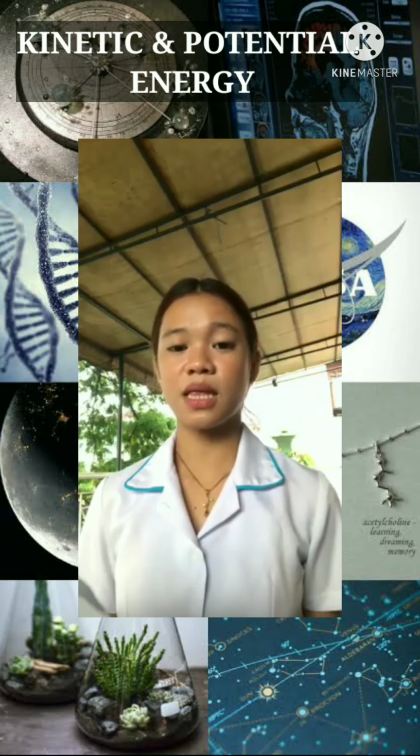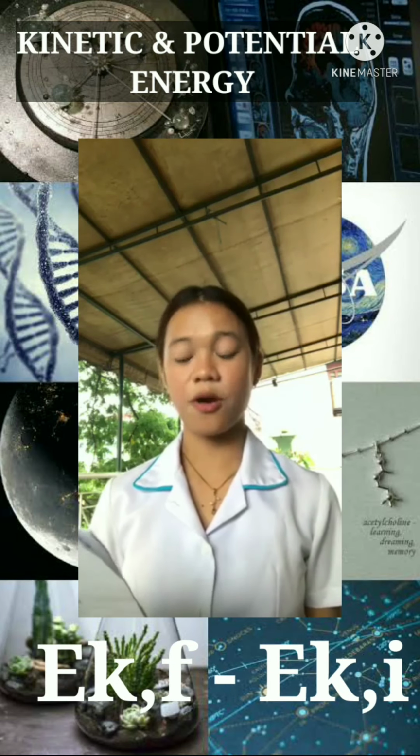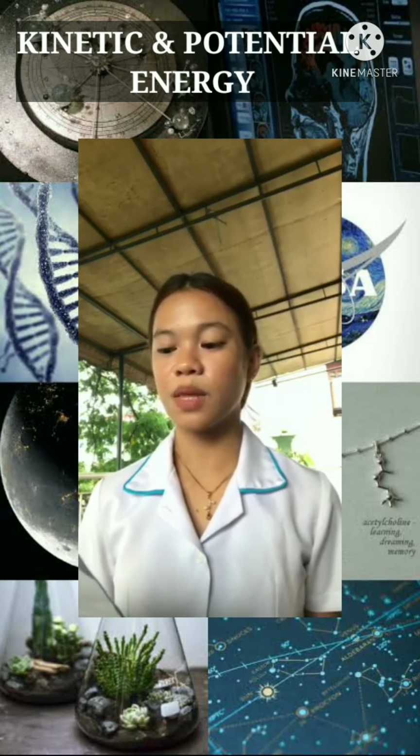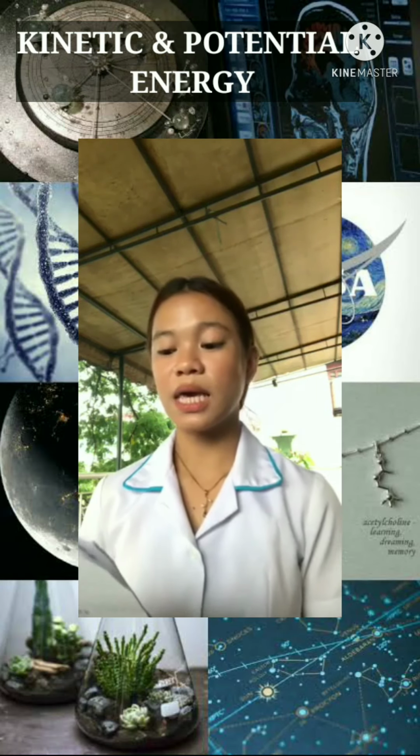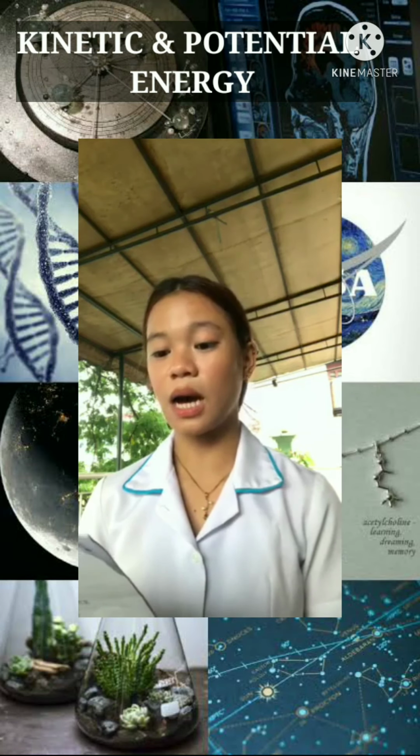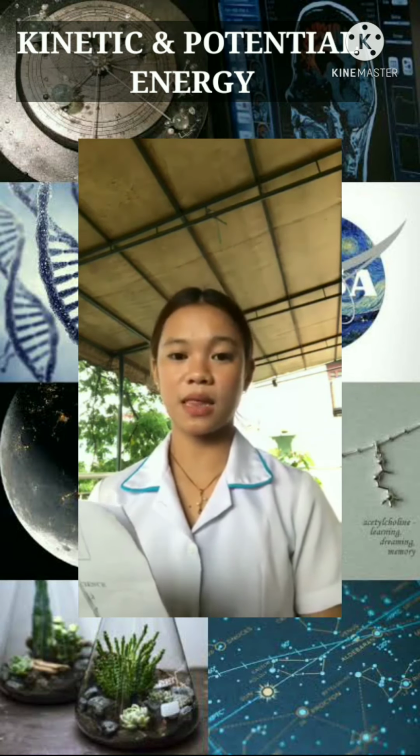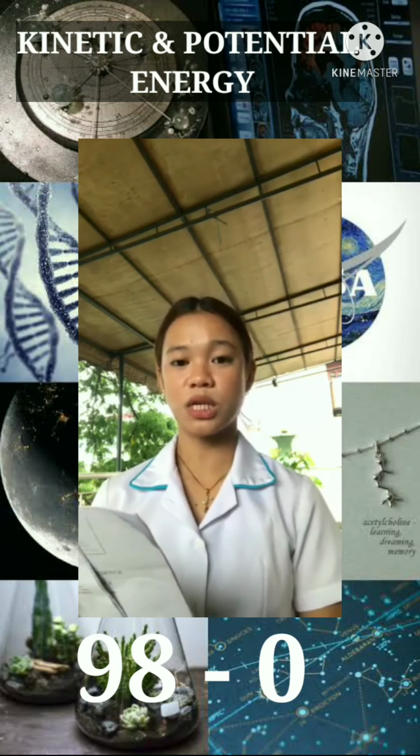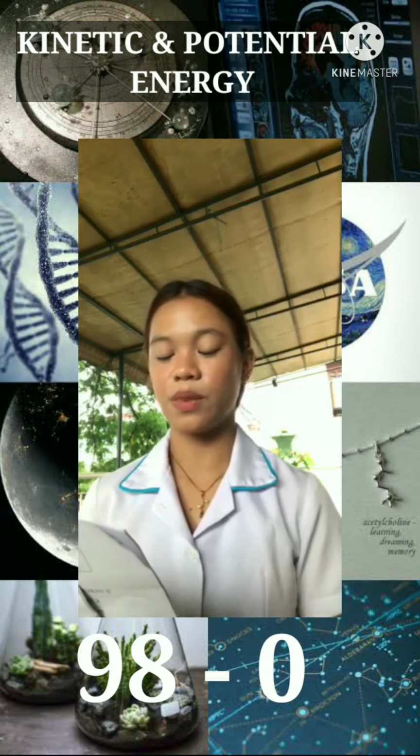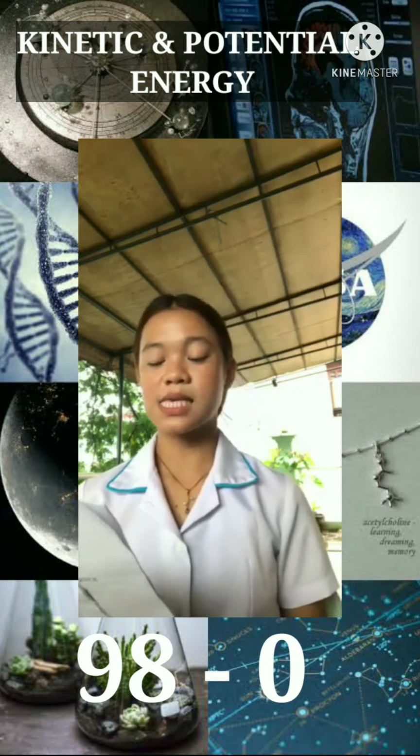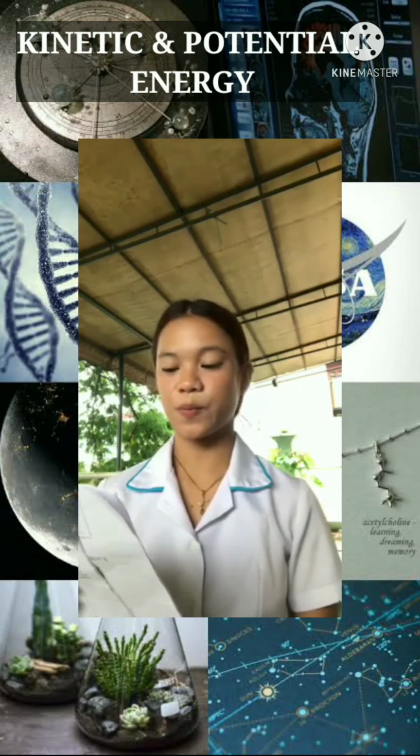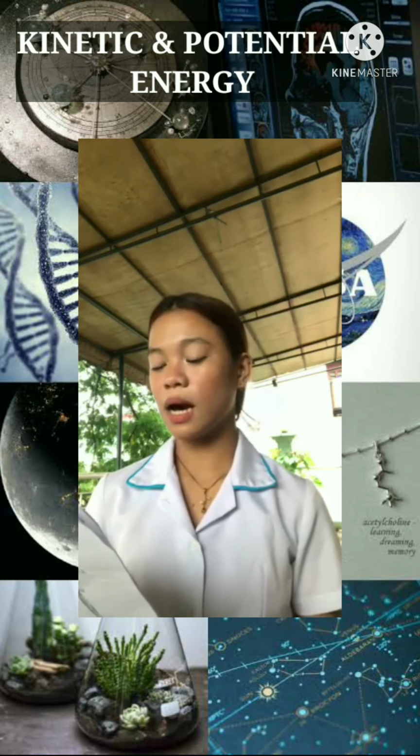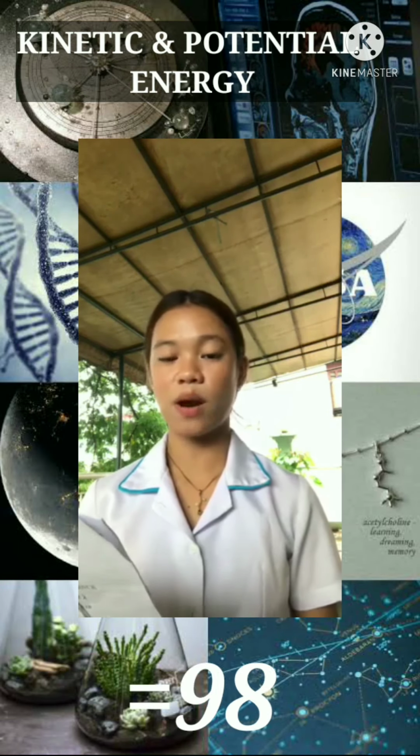Formula na gagamitin natin is EKF minus EKI. Ngayon, papalitan na natin ang mga letter na ito. Papalitan natin ng number. Ang EKF nagre-represent ng potential energy which is 98 minus EKI nagre-represent ng kinetic energy. Papalitan na natin ng 0. Now, ang nakalagay is 98 minus 0. Ang sagot is 98. Kaya ngayon, ang ilalagay natin na equals is 98 J.